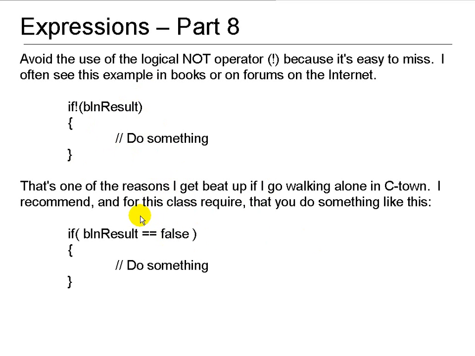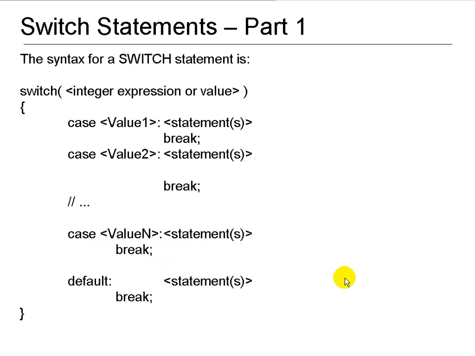Now I recommend, and for this class require, that you do something like this instead. You say if Boolean result equals false. Notice you have both sides of the condition with a logical operator in between. Why? Readability. The other type of decision statement in C is called the switch statement.